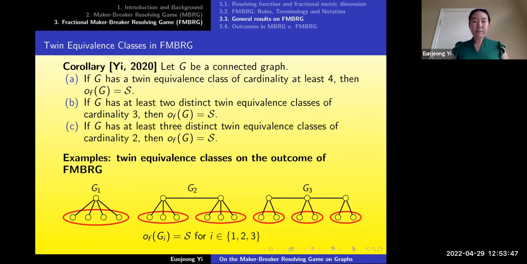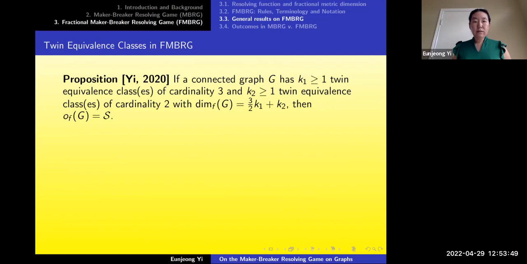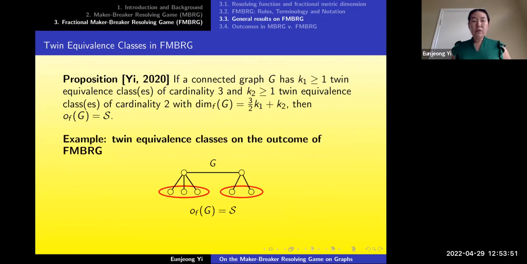Next. This is another situation where you have 1 twin equivalence class of cardinality 3 and another equivalence class of cardinality 2. If you look at the maker-breaker resolving game, the outcome is that the first player wins, whereas in this case, the spoiler wins. So that's another discrepancy that occurs. Next.